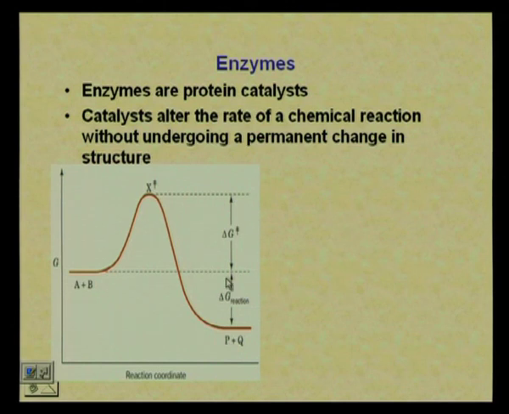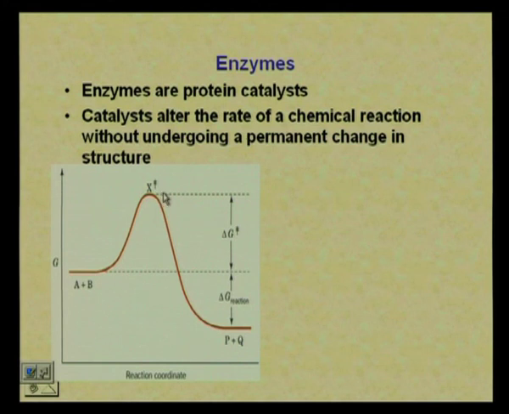Now, if you look at this, there is a specific nomenclature that we have put here, which sometimes is called the dagger sign. So, we have a delta G dagger that tells us that this is the energy of activation for the reactants to go to this transition state.